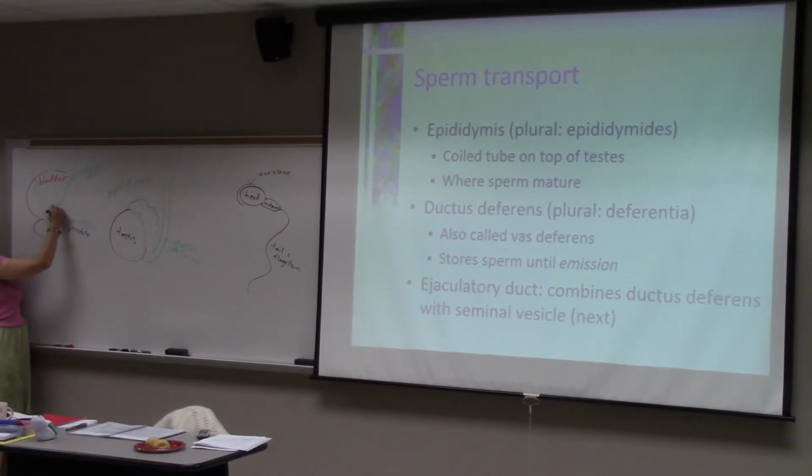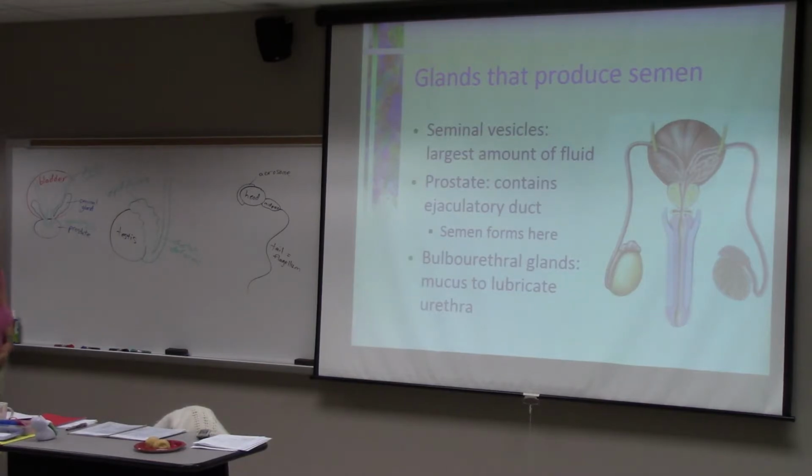There's an additional gland that's behind the bladder called either seminal gland or seminal vesicle. You'll see both used. And it's next to the ductus deferens. They combine to form the ejaculatory duct. So those are the tubes that the sperm actually pass through. The seminal vesicles, or seminal glands, behind the bladder produce the largest portion of the fluid in semen.